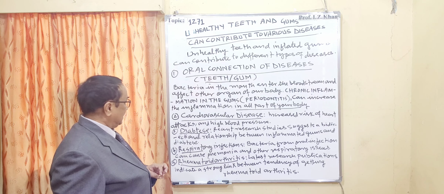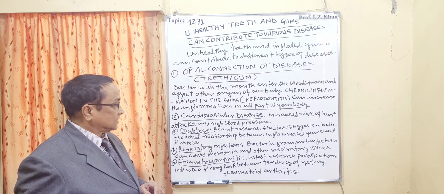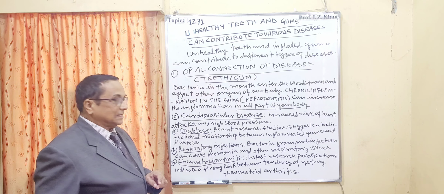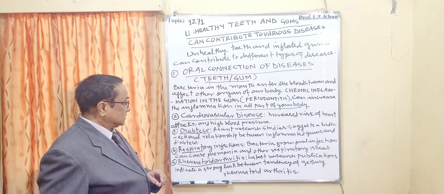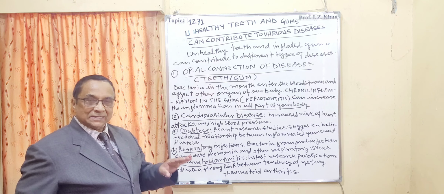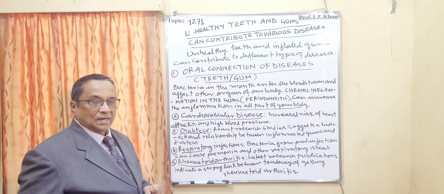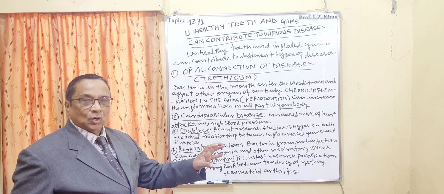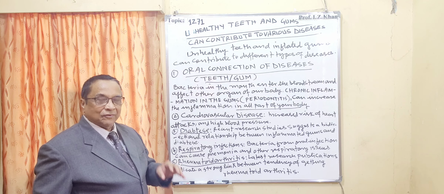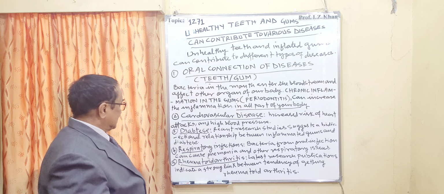Number 3, diabetes. Recent research studies suggest a bi-directional relationship between inflamed gum and diabetes. They mention in the paper a bi-directional condition, meaning your chronic gum inflammation and diabetes have a very strong relation.